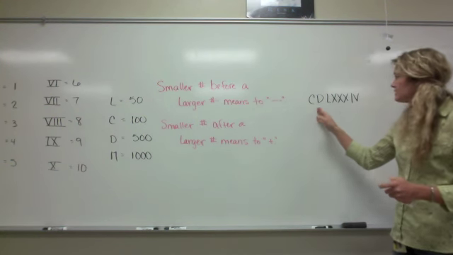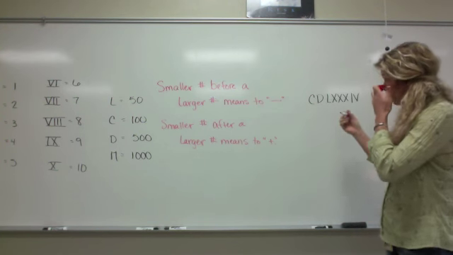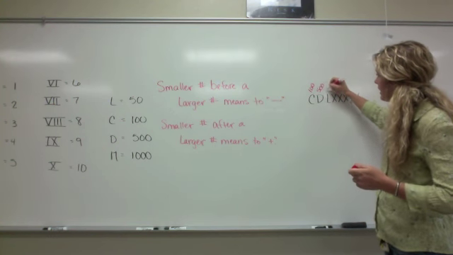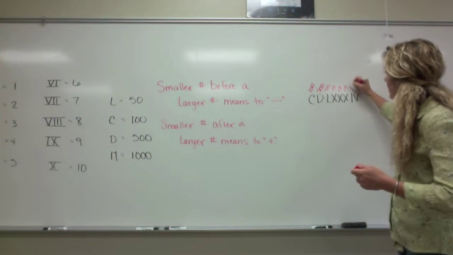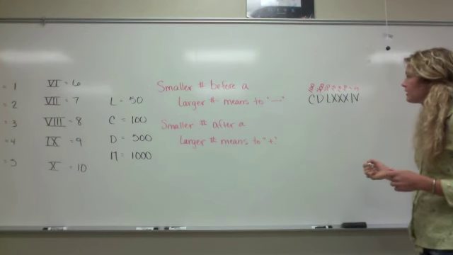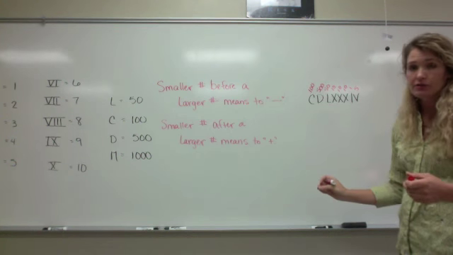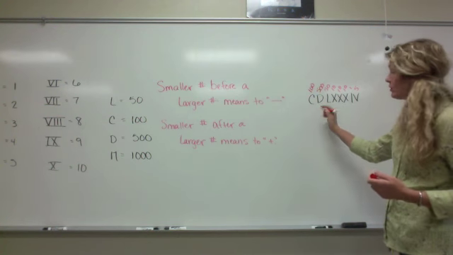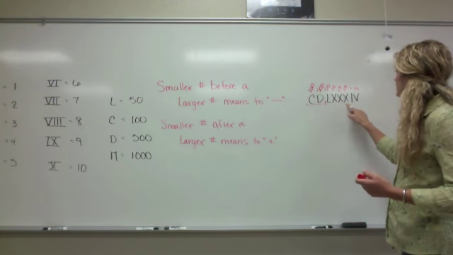Right, so we have C, D, L, X, X, X, I, V. So C is 100, and D is 500. L is 50, X is 10, 10, 10, I is 1, and V is 5. Are there any groups that have a smaller number before a larger number? Well, we have 100 and 500, so we've got to group those together. I've got a 1 in front of a 5, so that has to be grouped together.